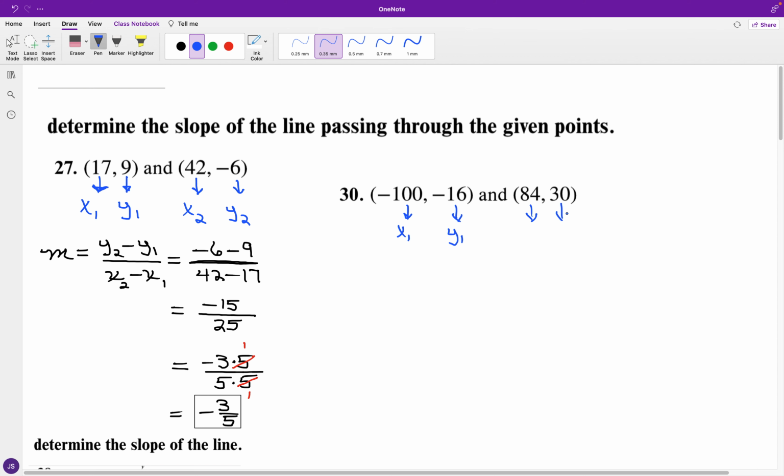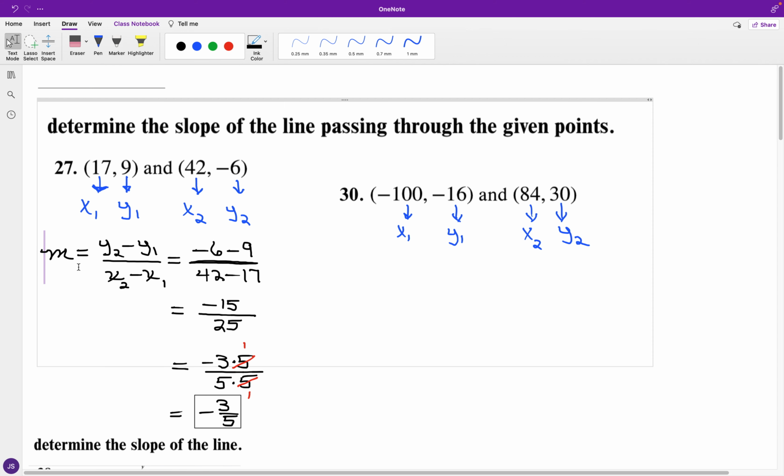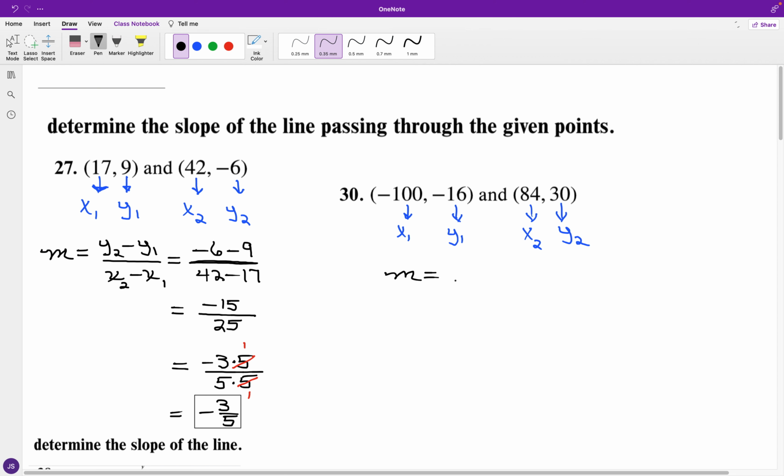Again, keeping in mind that all ordered pairs are of the form (x, y), letting negative 100, negative 16 be the first point, we have x1 represented by negative 100, and y1 represented by negative 16. For 84, that will be the second x, and 30 will represent the second y. And once again, we utilize the slope formula: change in y with respect to change in x.